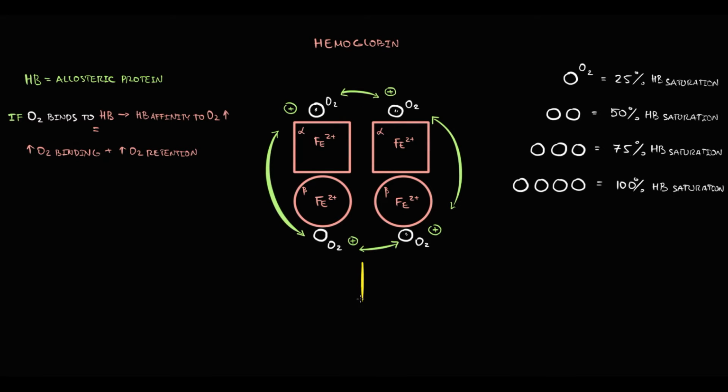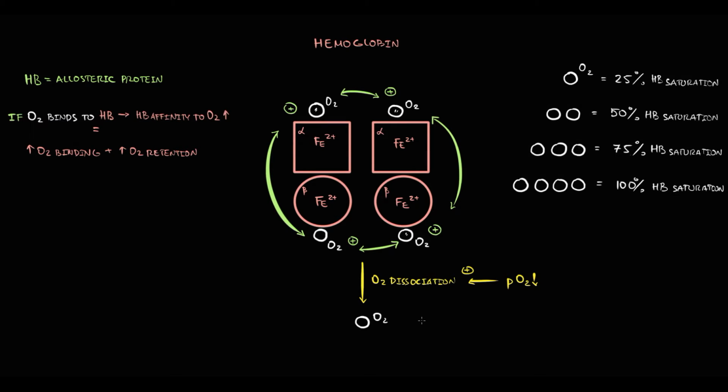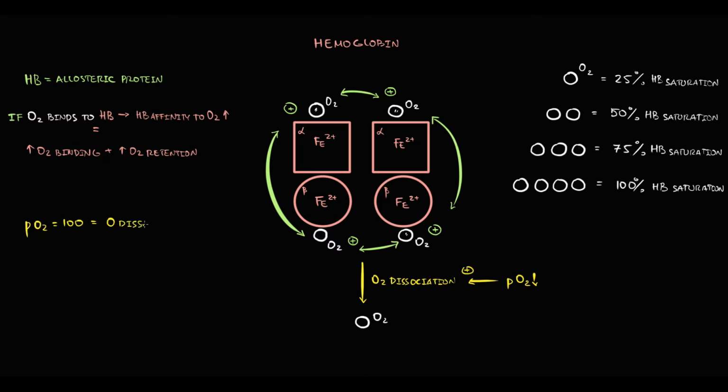We have to know that the only thing that can force hemoglobin to give away oxygen is a decrease in partial pressure of oxygen. Partial pressure of oxygen is basically the concentration of oxygen molecules. The lower the partial pressure of oxygen, the more rapid is oxygen dissociation from hemoglobin. For example, with partial pressure of oxygen 100, the dissociation is 0.